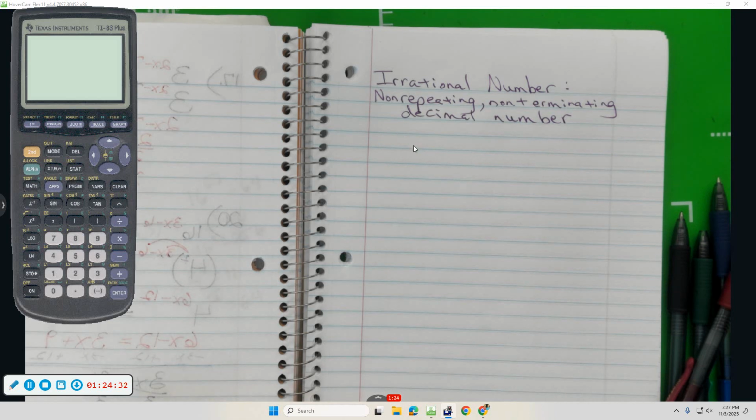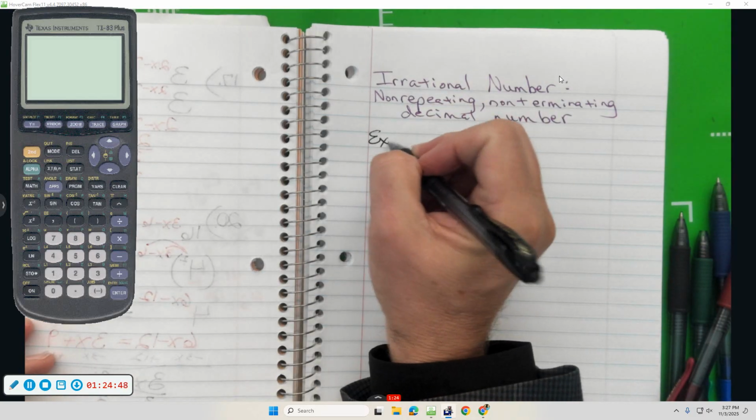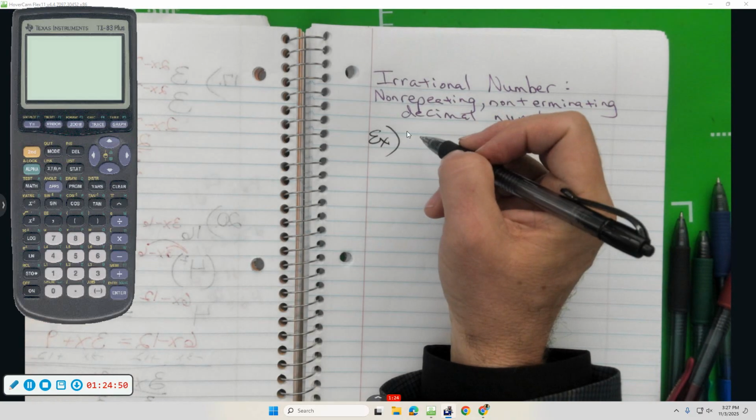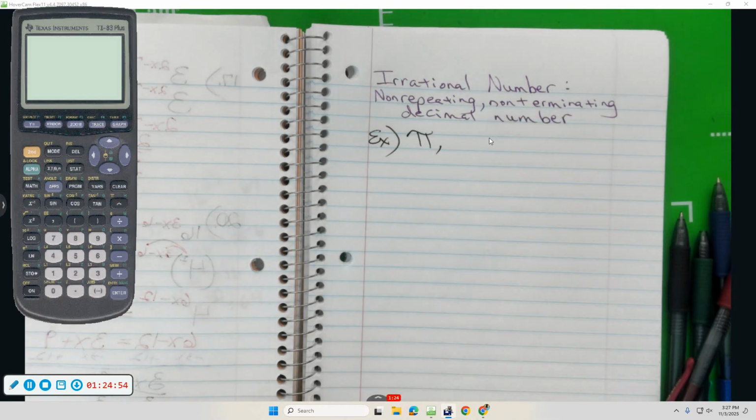Probably the most famous example of an irrational number is the ratio of the circumference of a circle to its diameter. Take the circumference divided by diameter. What is that irrational number associated with circles? Maybe pi, 3.14 blah blah blah. That's an example of an irrational number.